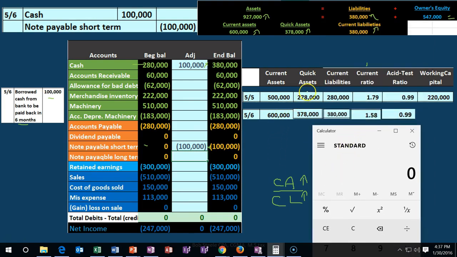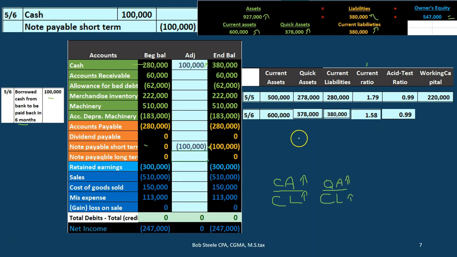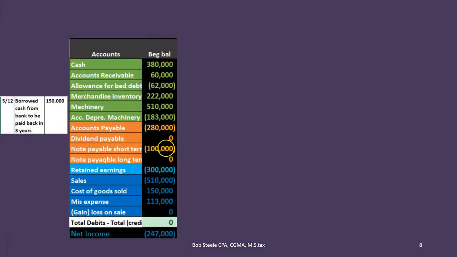We're going to say the quick assets are going to be the 378,000 divided by the current liabilities of 380,000, and so that's still the 0.99, and then we can calculate the working capital being the 600,000 minus the current liabilities of the 380,000 being the same at the 220. All right, let's do one more. I believe this is the last one.